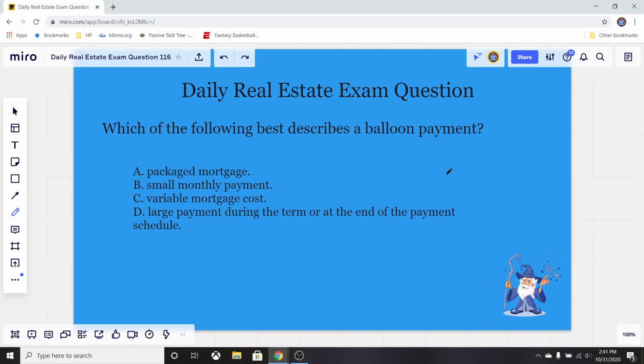As always, I'm going to give you guys a brief moment here to pause or read it over again and come up with your answer. So go ahead and do that now if you need to.